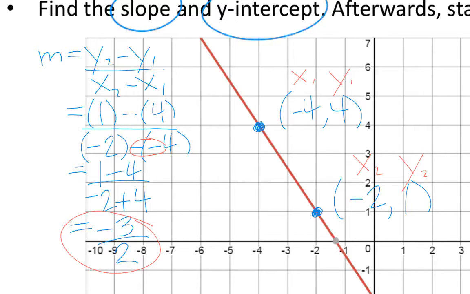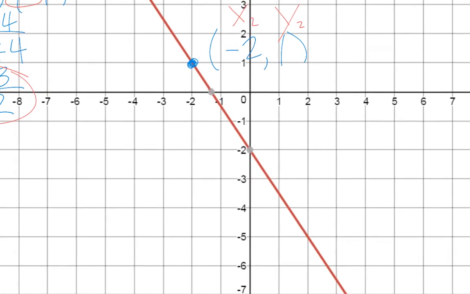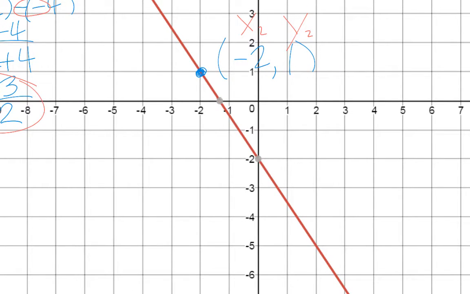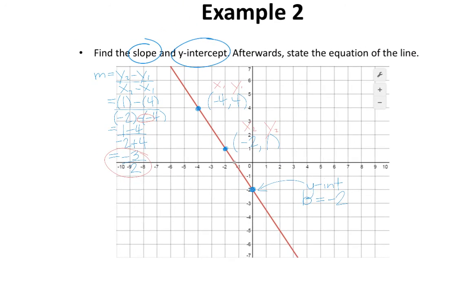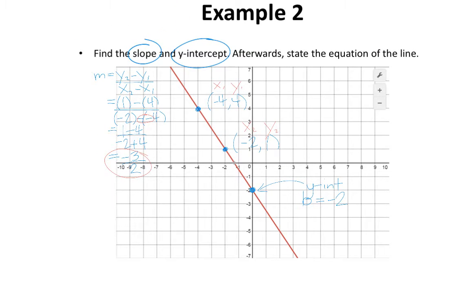Once we figured out the slope, finding the y-intercept should be no problem at all. We're just going to look at the point at which the line crosses the y-axis, which is right over here. I'm going to make a little label. That is the y-intercept, and the value of the y-intercept is negative 2. Once we have the y-intercept and the value of the slope, we can write the equation of this line. So I'm just going to circle the y-intercept value, and let's go ahead and write the equation of the line.